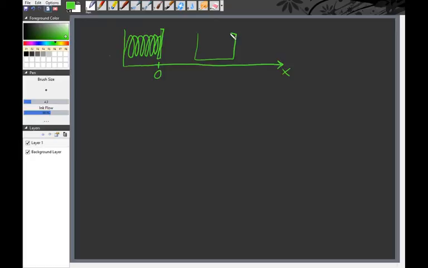So in the initial state of this problem, we got a little cart. It's rushing to the left. It's got some sort of initial velocity. And it's a 2 kilogram cart. We also know the spring constant is going to be 1,000 newtons per meter. That's your k.